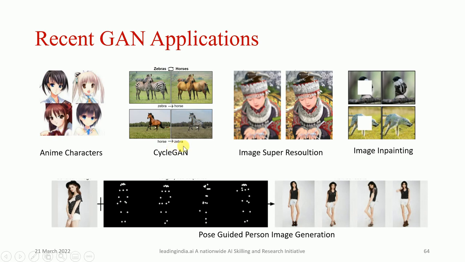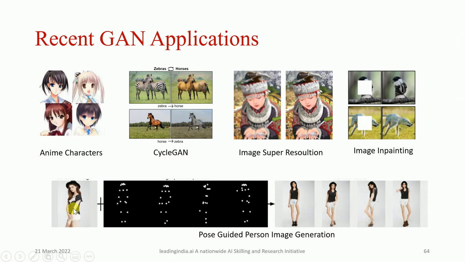Or a CycleGAN, where the style will be transferred between these horses and zebras, right? Image super resolution, so we can see the images with low resolution can be converted to high resolution images. Image inpainting, so there are very good applications I've seen on LinkedIn that people are generating nowadays. Many libraries are available to do this task, image inpainting.